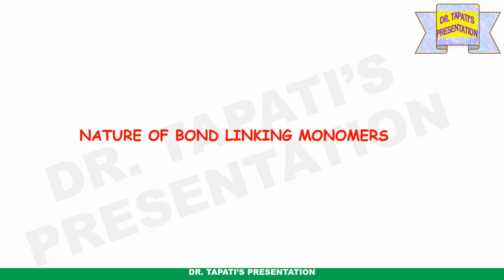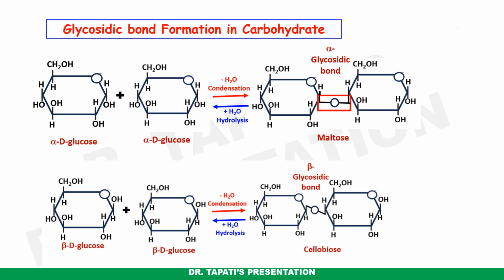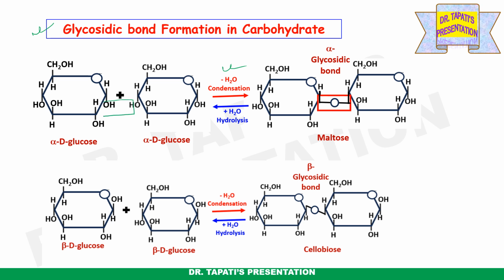Let's know in detail about the nature of bond linking monomers. In a polysaccharide, the individual monosaccharides are linked by a glycosidic linkage, and this bond is formed by the dehydration, or you can consider one molecule of water is removed. So one molecule of water is removed so that glycosidic linkage is produced in between two monomers.